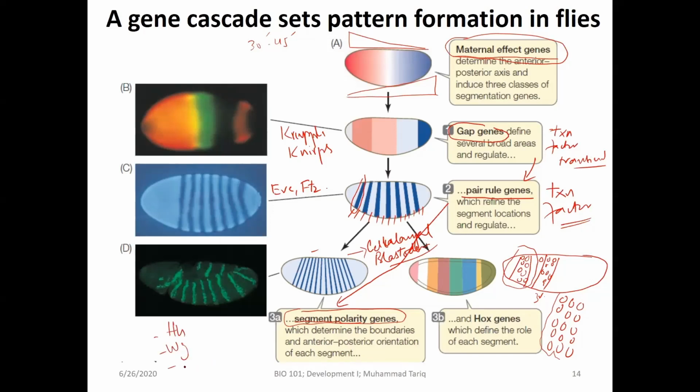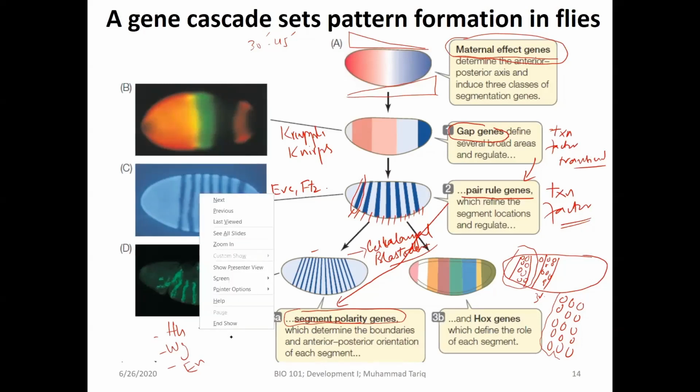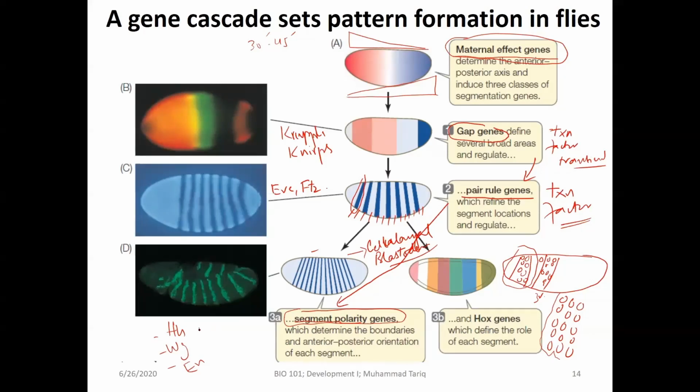wingless, engrailed, and I forgot, when they are cell signaling proteins. Now what they are doing, they have divided cells not only into certain segments but also compartmental boundaries. In the absence of any physical barrier, cells are not mixing up, okay?